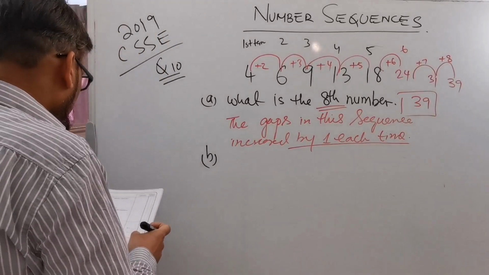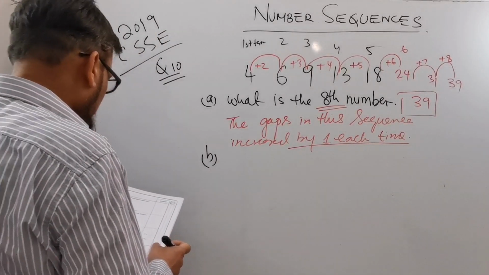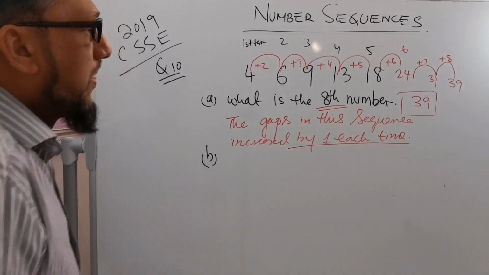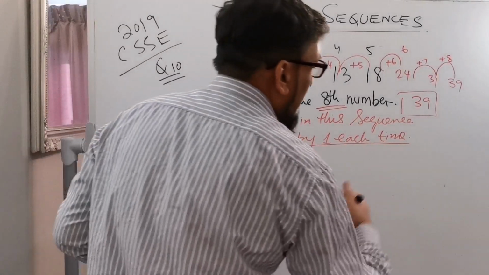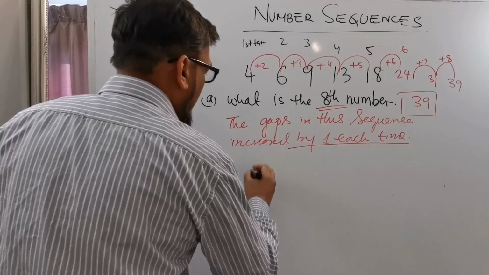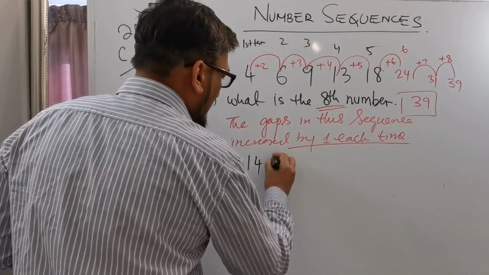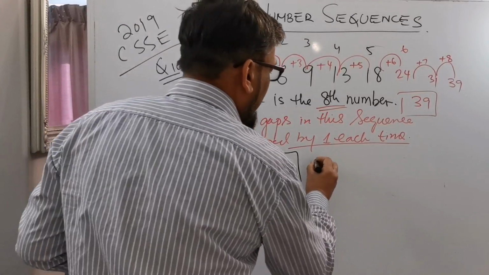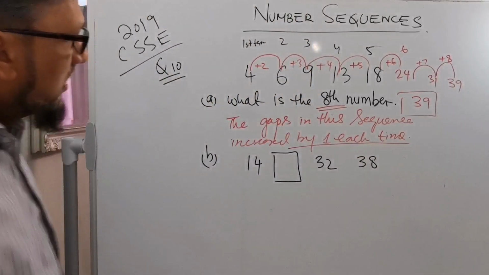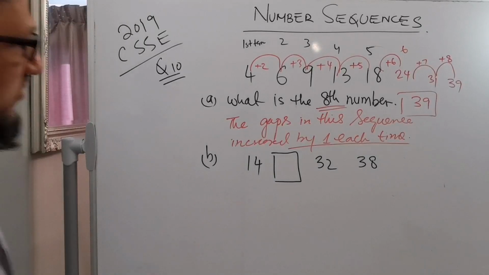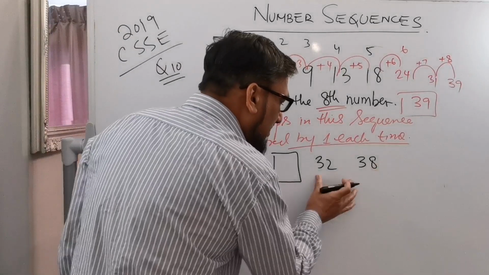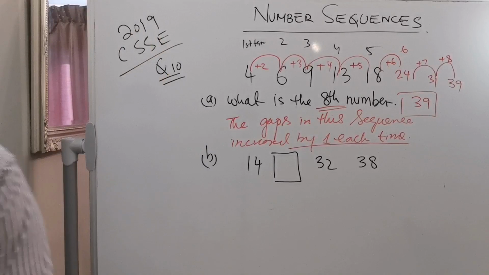And part B is saying fill in the blank square. The gaps in the sequence reduce by 2 each time. Now the gap is reduced by 2 each time. So they are giving you a blank, 14, the box they're giving, and then the numbers 32 and 38. So this is the sequence now. First we need to find out the missing number, which we don't know yet, but we know these two numbers.